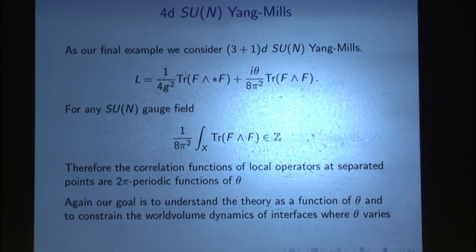OK, for the last example, I'll consider 4D SU(N) Yang-Mills. Everybody should know the Lagrangian. Here it is. And again, it has a theta term. And for any SU(N) gauge field, this instanton number is quantized. And so the correlation functions of local operators at separated points are periodic functions of theta with 2 pi periodicity. And our goal is to understand what kind of subtleties exist in that periodicity, and therefore to understand the theory as a function of theta, and to constrain the world volume dynamics of interfaces when theta varies. So same kind of goals, same kind of logic. But the techniques will be a little more subtle because the gauge theory is getting more complicated.